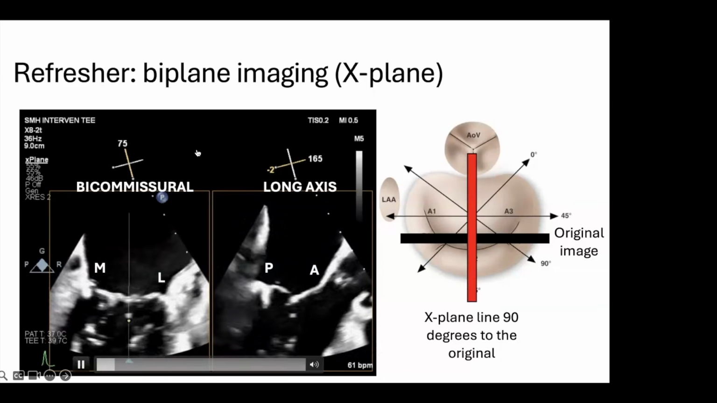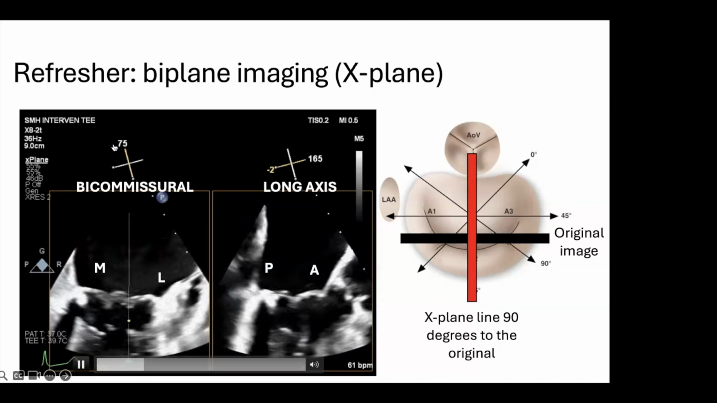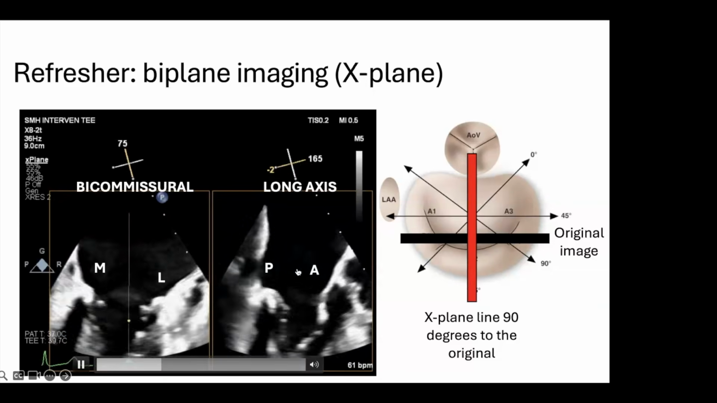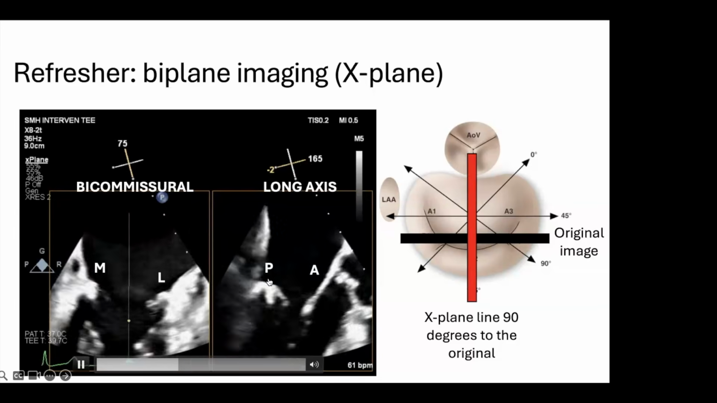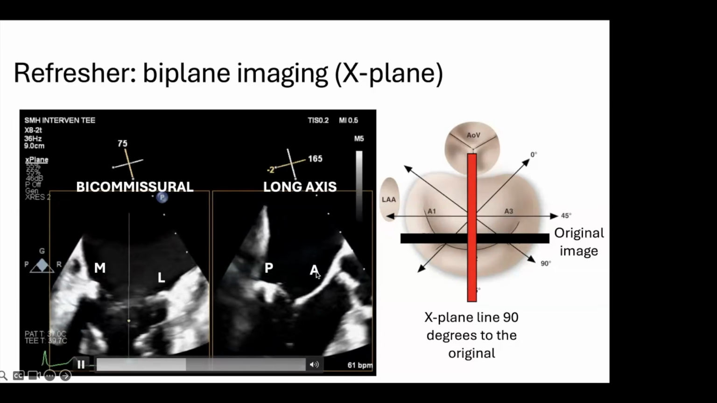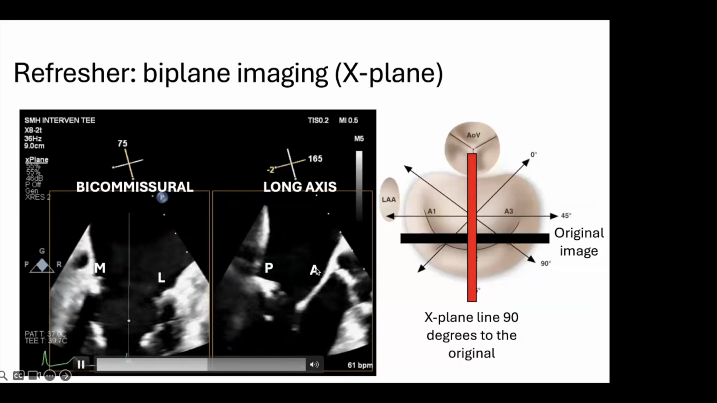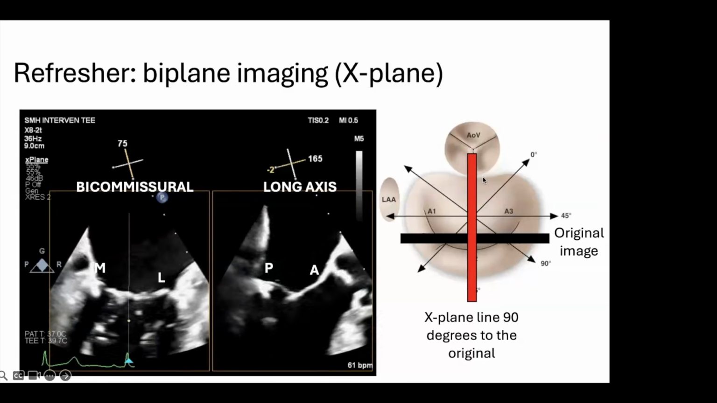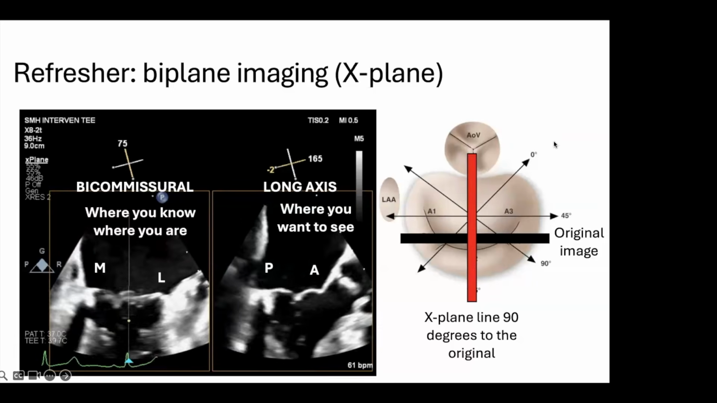And then when you do biplane imaging, you cut along a plane and you produce an orthogonal image. So this original image was taken at 75 degrees, the orthogonal image 90 degrees is at 165. And what this does is produce a long axis image of the mitral valve here. We see the posterior leaflet denoted by P and the anterior leaflet denoted by A. It's easy to remember this is the anterior leaflet because it's closer to the aorta. And this red line would be where this biplane is cutting from. So this is how we do X-plane imaging.